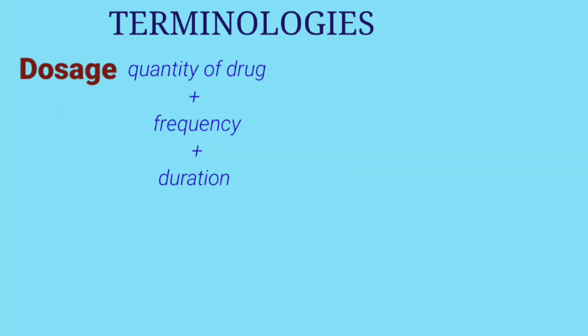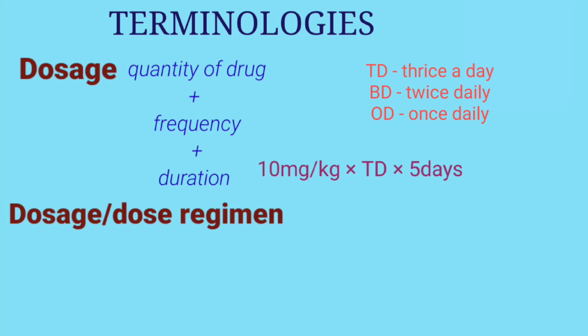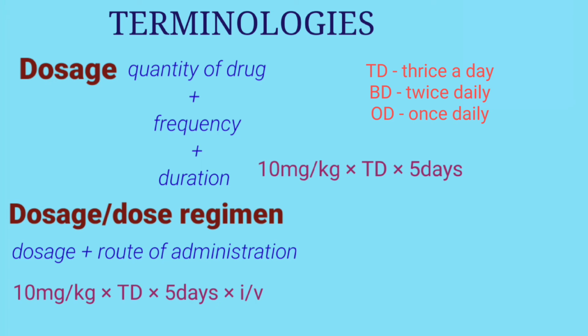Third is dosage. It includes the quantity of drug along with the frequency and duration of the administration. Example, 10 mg twice a day up to 5 days. Then dosage or dose regime. Dosage of drugs along with the route of administration. Example, 10 mg per kg twice a day up to 5 days IV.